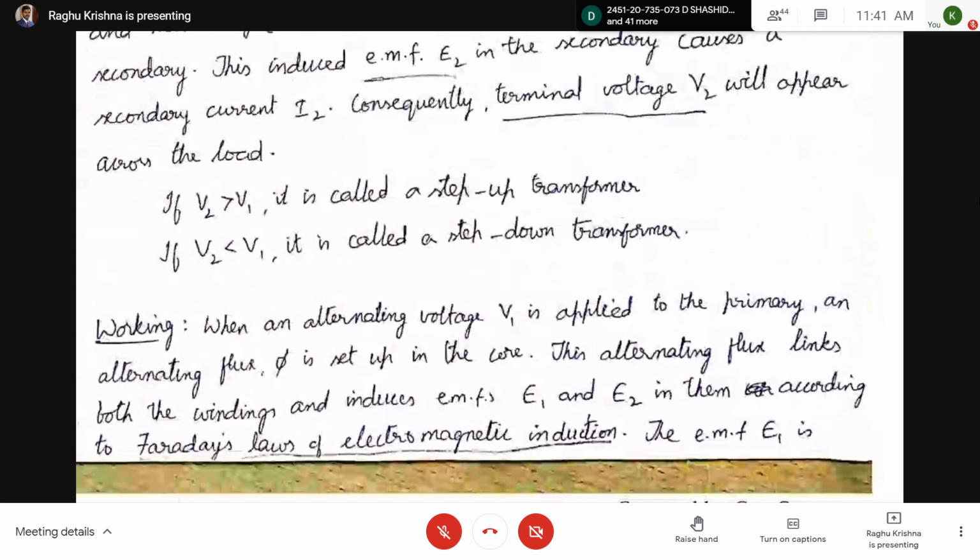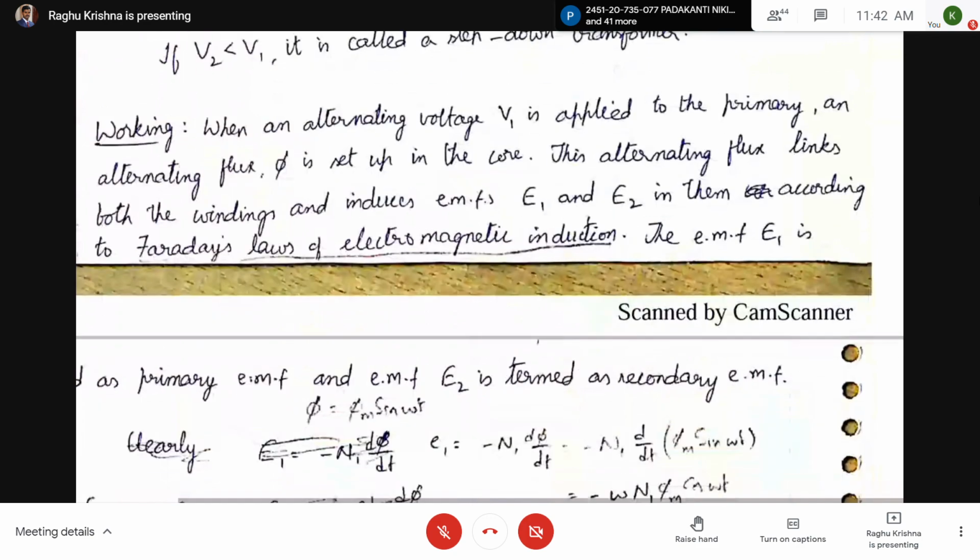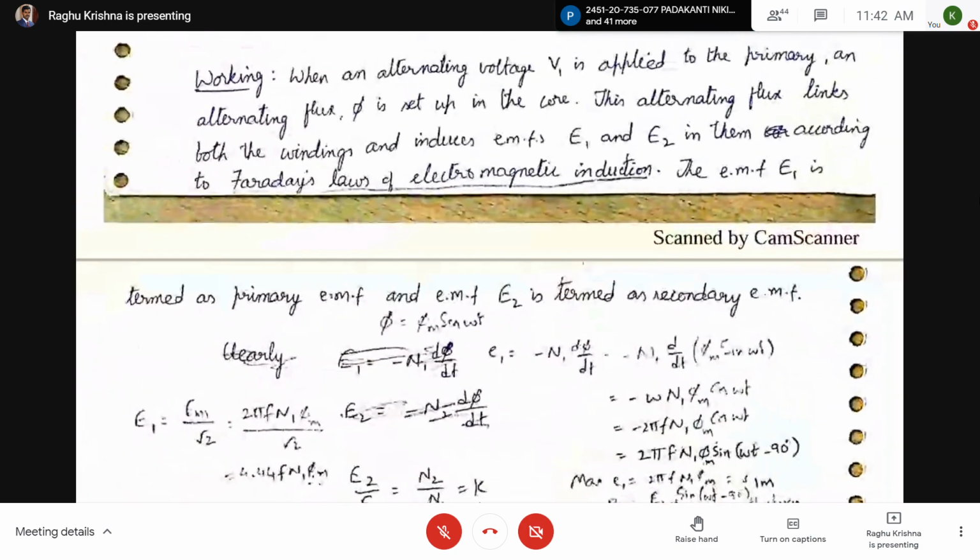This alternating flux links both windings and induces EMFs E1 and E2. E1 and E2 are the EMFs induced in the primary and secondary, according to Faraday's laws of electromagnetic induction. The EMF E1 is termed the primary EMF, and the EMF E2 is termed the secondary EMF. Next, I am going to show the EMF equation.